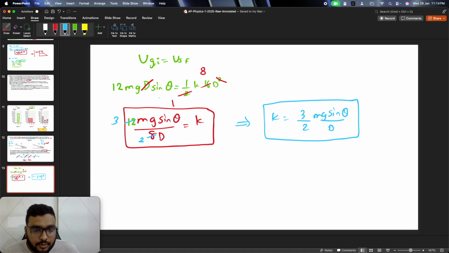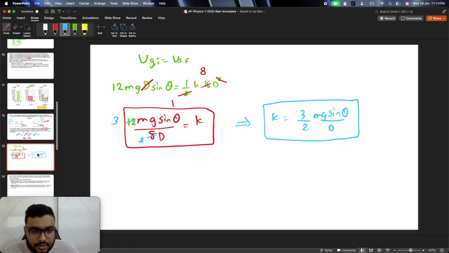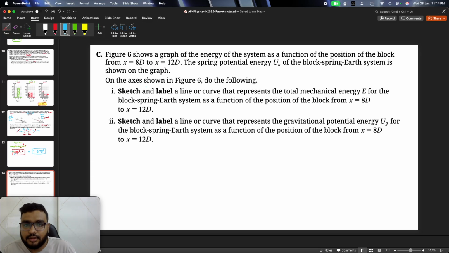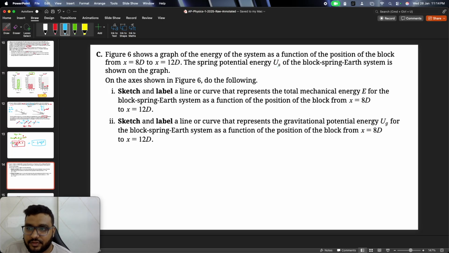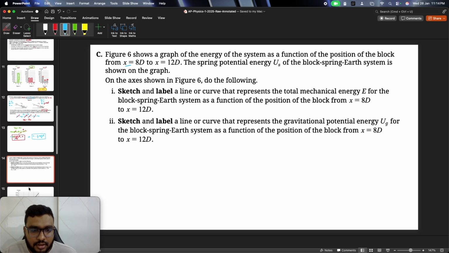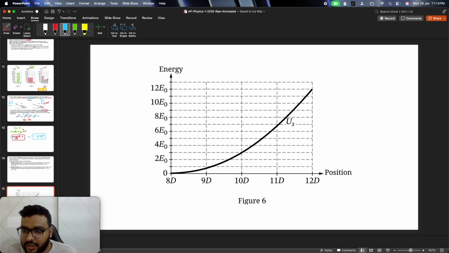Okay, perfect. Let's move to the next part. Again there is a diagram. Figure 6 shows a graph of the energy of the system as a function of the position of the block from x equals 8d to x equals 12d. So this is an energy with respect to position graph starting from the distance x equals 8d and goes up to 12d. This graph is for spring potential energy, that at 8d it was 0 and gradually at 12d it becomes maximum.